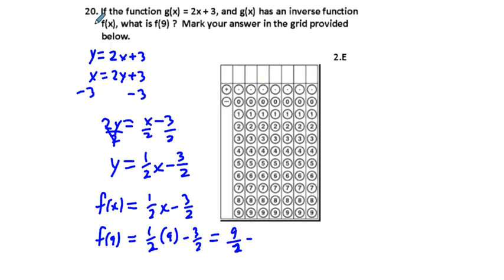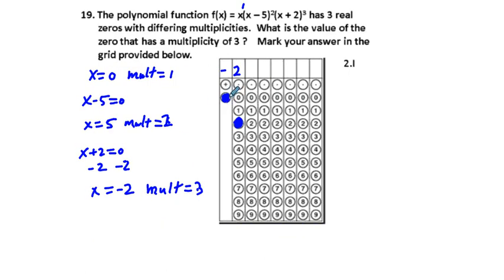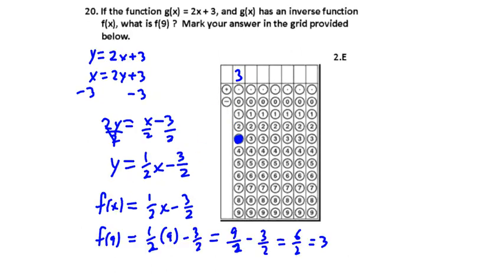Okay, here we are at number 20. So we have 9 halves minus 3 halves, which is equal to 9 minus 3 is 6. We have 6 halves, which is equal to 3. So 3 is our answer here. Positive 3. I think what happened is I saw the answer and I got mixed up on the last one. So that's what happened. I saw that 3.